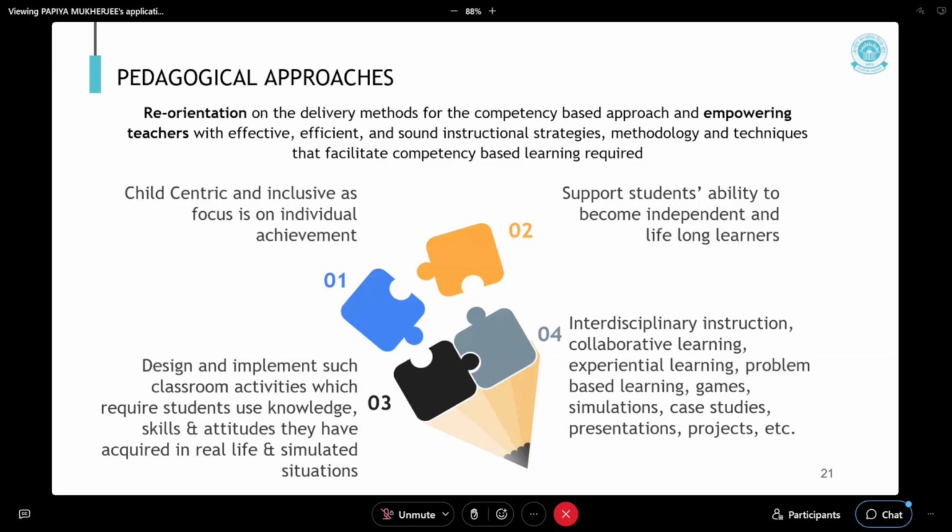It supports students' ability to be independent, lifelong learners. It requires designing classroom activities that require use of the knowledge, skills, and attitudes that they have acquired, in real-life and simulated situations. Competency-based education involves interdisciplinary instruction, collaborative learning, experiential learning, problem-based learning, games, simulation, case studies, presentations, projects, etc.